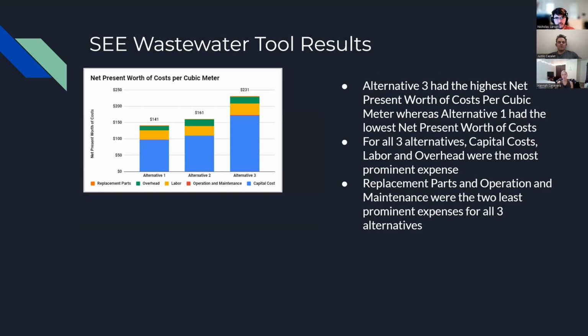On this slide, we have the C wastewater tool results in terms of net present worth of cost per cubic meter. We can see alternative three has the highest net present worth cost, and alternative one has the lowest net present worth cost. For all three, capital cost was the most prominent, and replacement parts and operation and maintenance were the least prominent for all three alternatives.